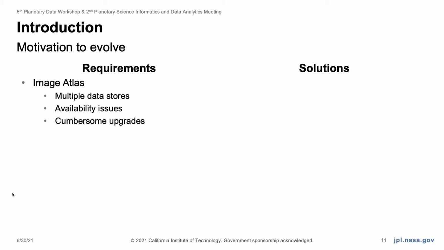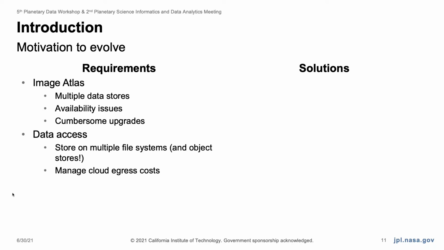So given all of that context, why change? What's prompting our decision to evolve? We have some new requirements for our services, and starting with the image atlas, we need to be able to store data in multiple different data stores. So simply serving out of Apache Solr is not good enough. Additionally, we have availability issues and cumbersome upgrades. I'm not going to go into too much detail there, but due to the nature of how these applications are designed and deployed, they have availability issues, and upgrades are non-trivial, unfortunately.